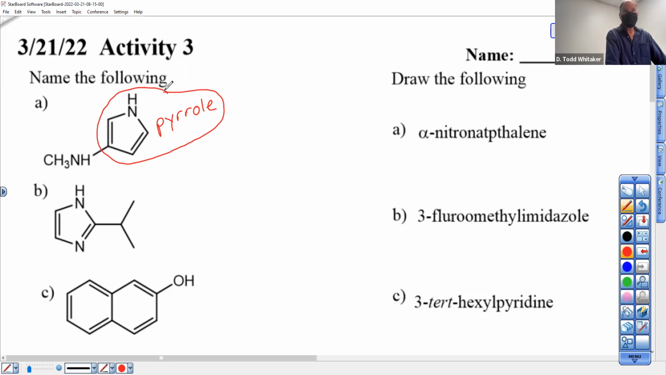It's clearly qualified. In all heterocycles, the atom that is not carbon in the ring is position number 1. You may have forgotten that. Position number 1 is the heteroatom, the one that's not carbon. The lowest numbering to get to a group would be this. The group is an amino group with a methyl on it. So 3-N-methylamino pyrrole. Not bad.